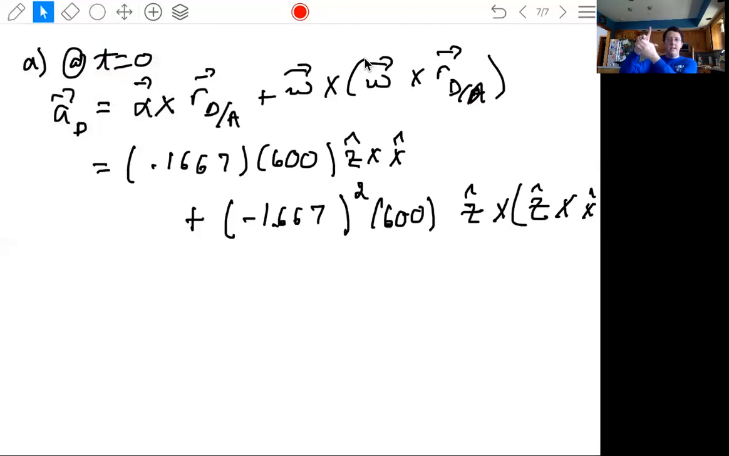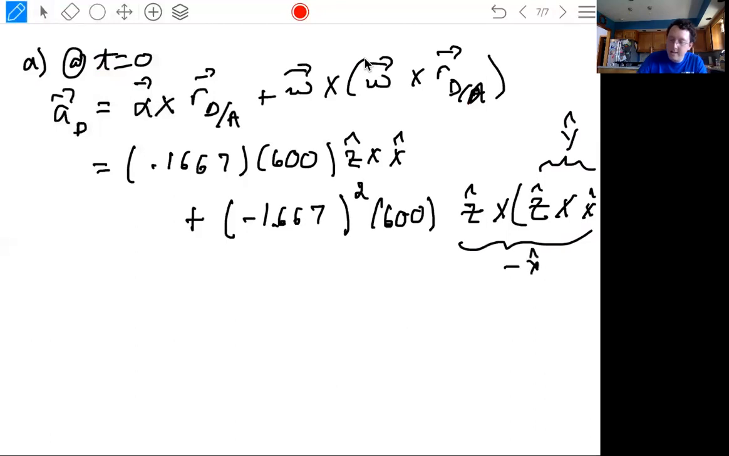Okay, so z cross x, z cross starts in your eye, turns to the side, is going to point in the y direction. So inside the parentheses, this piece gives me a y hat, or I can just use the ones I wrote down in the previous slide. So they give me a y hat, and then when I cross it with z hat, that whole thing is going to give me z hat cross y hat is negative x hat.